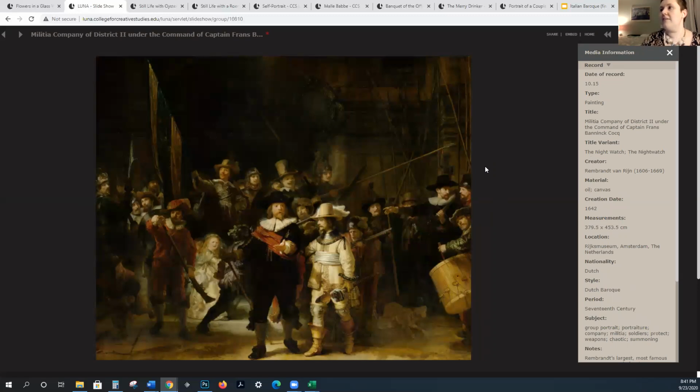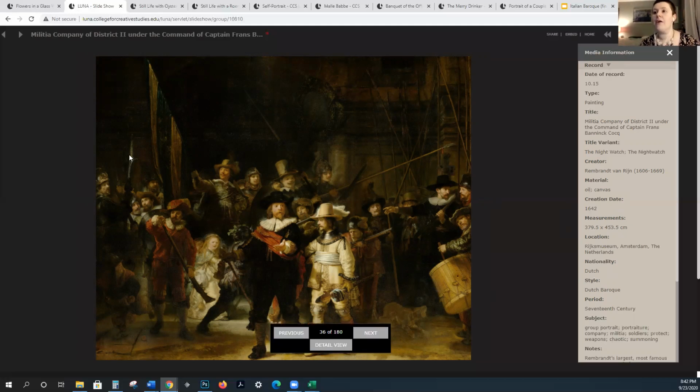So this is the Night Watch, as it's colloquially known, or it's officially known as the Militia Company of District 2 under the command of Captain Frans Banninck Cocq. And so what we see here is a civic guard portrait. So think of the Frans Hals paintings that we looked at with the really loose brush strokes. Okay, this is a very similar sort of image.